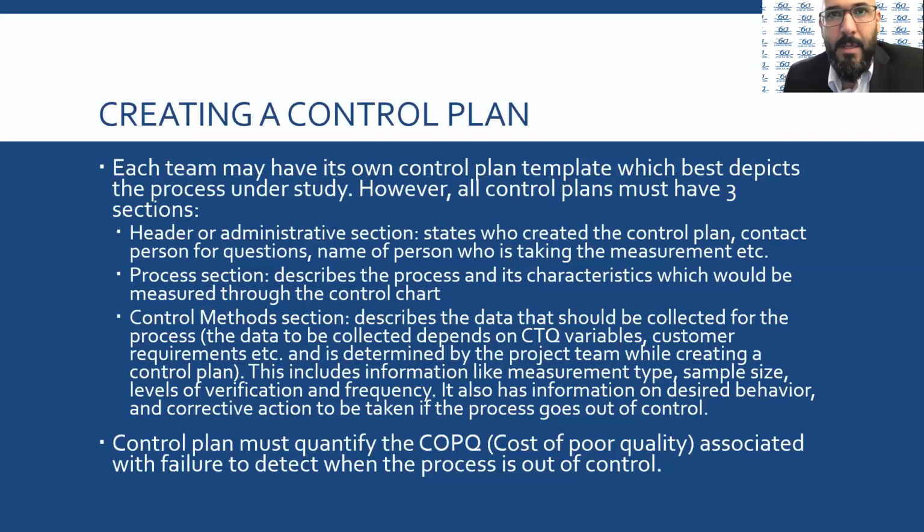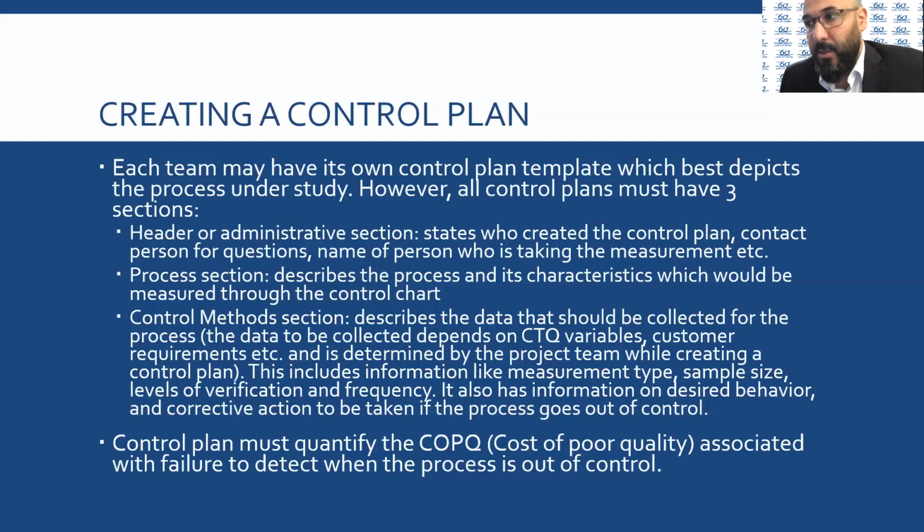These are some of the parameters, some of the measurements that you could use. Make sure these are measurable concepts or measurable techniques. This includes information like measurement type, sample size, levels of verification and frequency. It also has information on the desired behavior and corrective action to be taken if the process goes out of control. So these are the three sections that you have to have.